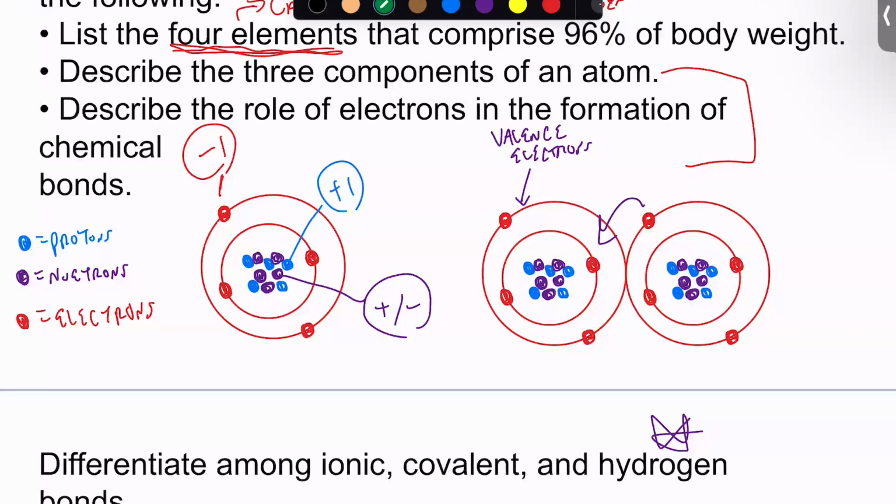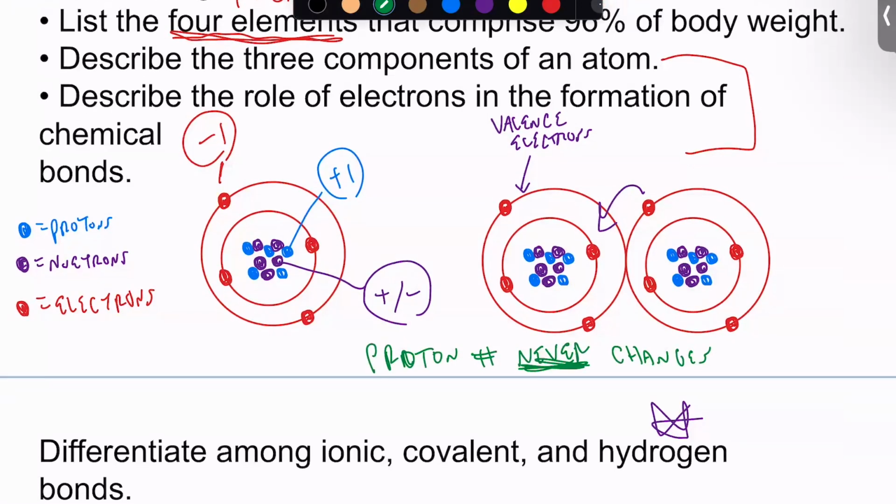Remember that proton number? It never changes. Never, never, never changes. Electron number can change, and you guys know that. For example, actually, we'll get into it later, so I'm not going to worry about that right now. But yeah, proton number never changes.